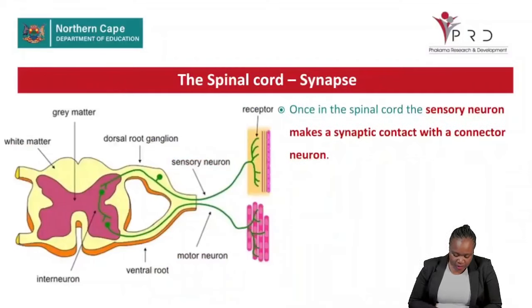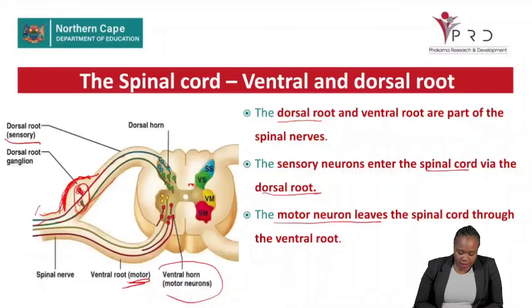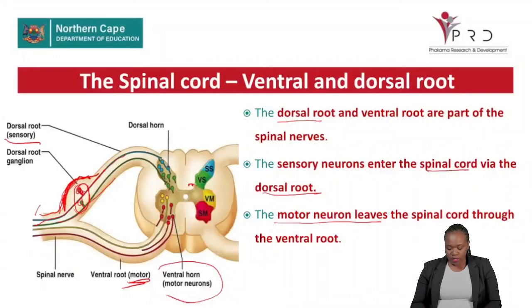So as we can see here, we have the synapse between the sensory neuron and the connector neuron, and then we have another synapse between the connector neuron and the motor neuron. Now, if we have a look at the diagram from the previous slide, I just said that you should not always think that the motor neuron is found at the bottom of the spinal cord and the sensory neuron is found at the top.